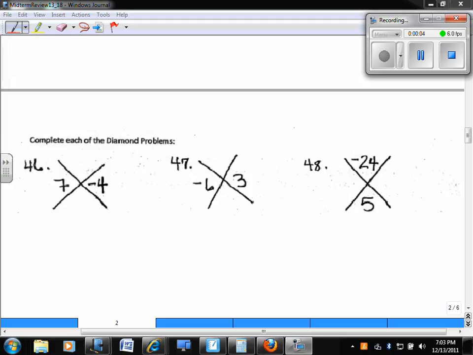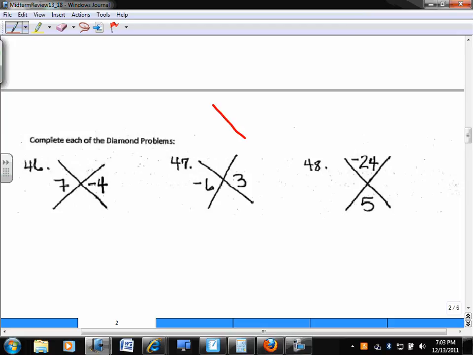Okay, 46 through 48 are diamond problems. Let us quickly review the format for a diamond problem. So if we have a diamond problem, we have a number here and a number here. The top is going to be x times y, and the bottom is going to be x plus y.